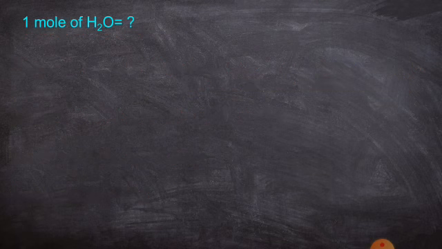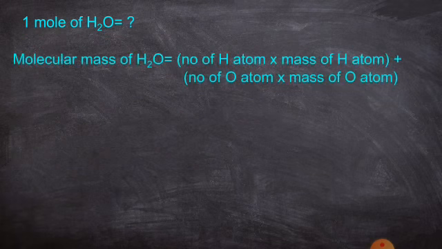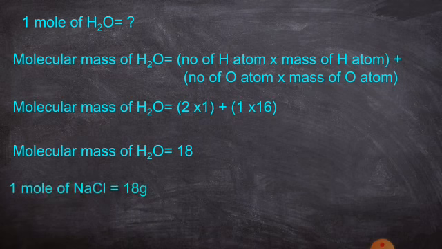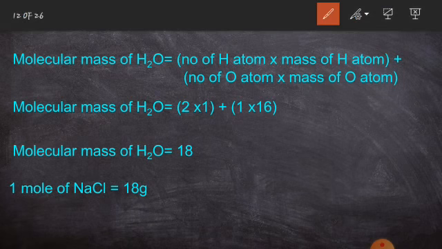Okay, next you have to find out 1 mole of water. Write the formula, and how many oxygen atoms are present here? 1, and hydrogen is 2. Substitute that, and finally you will get 18. 1 mole of water is said to be 18 gram. Here there is a mistake, it is not NaCl, it is H2O, water.